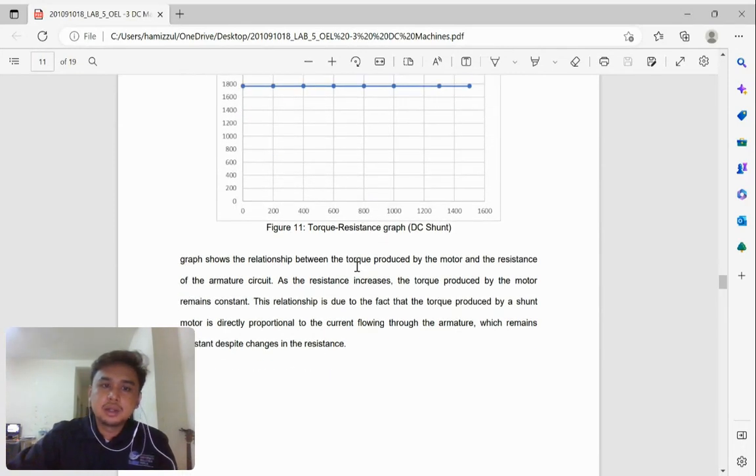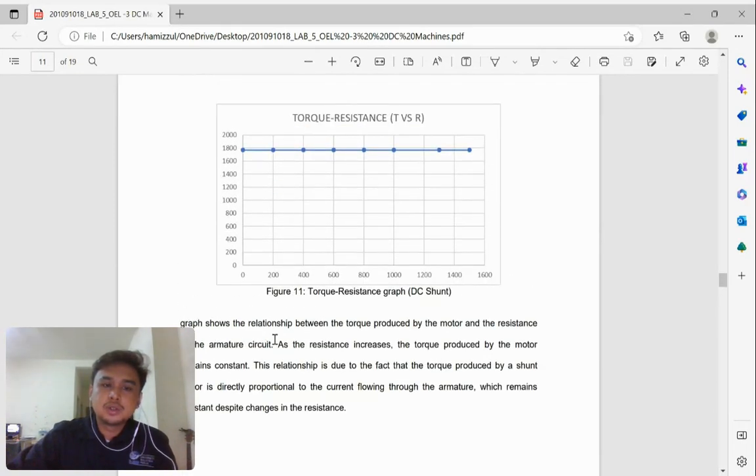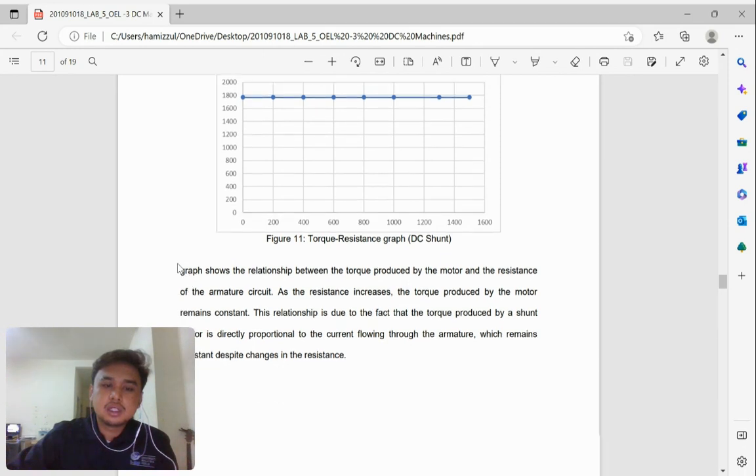For the DC shunt, the graph shows the relationship between the torque and the resistance. As the resistance increases, the torque produced by the motor remains constant. This is due to the fact that the torque produced by a shunt motor is directly proportional to the current flowing through the armature, which remains constant despite changes in the resistance.